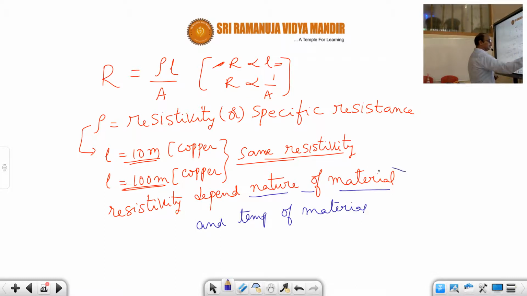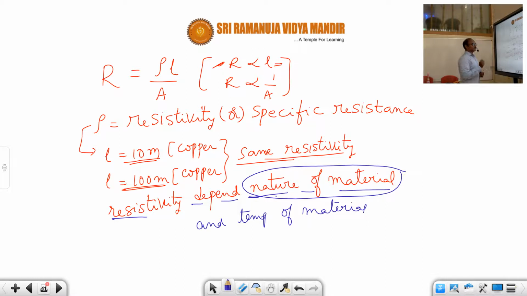Right now remember this point: the nature of the material is very important. Resistivity depends on the nature of the material, whereas the resistance depends on the length of the material and also the area of cross section of the material. These are the important points, dear students.